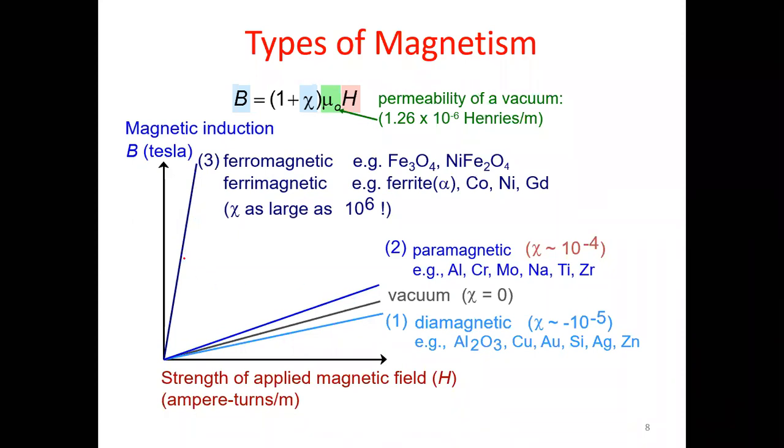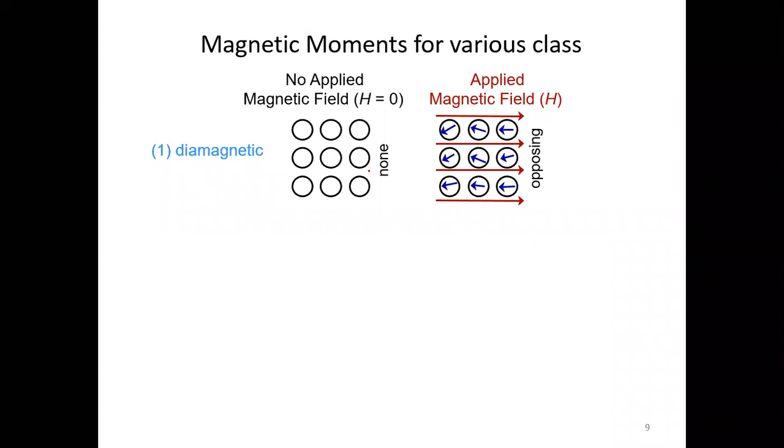For ferromagnetic or ferrimagnetic material, the magnetic induction rises sharply in the presence of an applied magnetic field. So a low applied magnetic field fully saturates the magnetic material. Now we will investigate these types of material further.